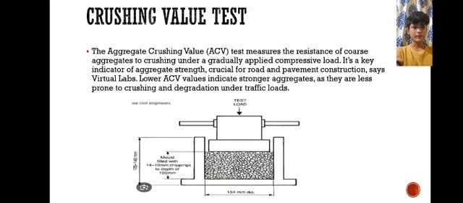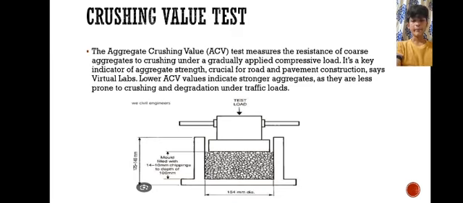Next test: crushing value test. The aggregate crushing value test measures the resistance of coarse aggregate to crushing under a gradually applied compressive load. It's a key indicator of aggregate strength, crucial for road and pavement construction. A lower ACV value indicates stronger aggregate, as it is less prone to crushing and degradation under traffic load.